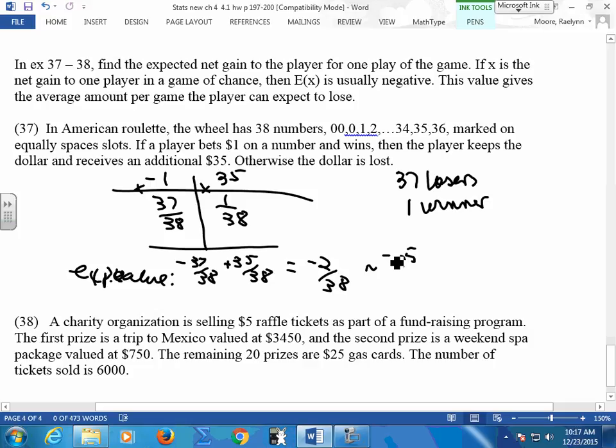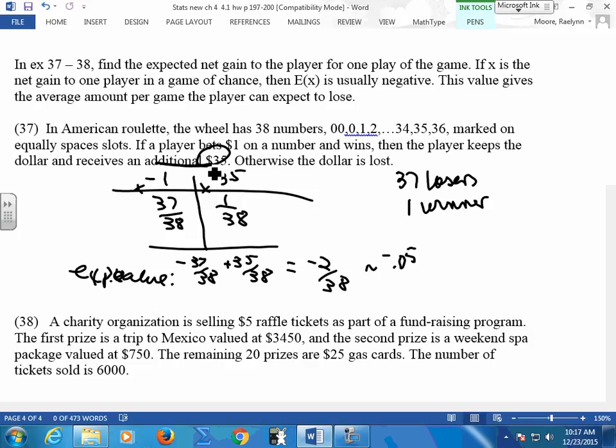Okay, because when you win, this one was a little bit different. When you win, you got your dollar back. So you didn't have to say I won $34. You got your dollar back, and you received an additional $35. So it didn't cost you anything to play when you won. In the other game, it cost us $1 to play, but not this game.